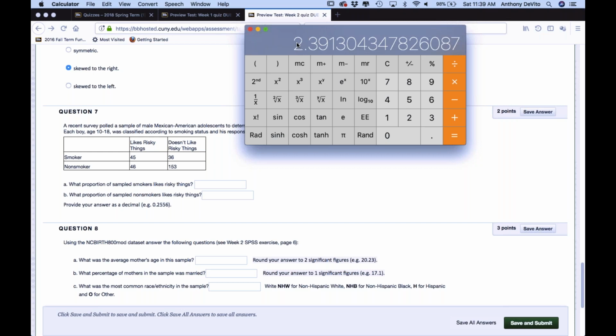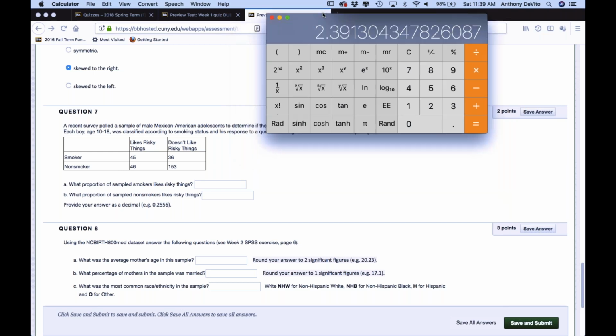Later on in the semester, we're going to be learning more about that and something called the odds ratio and so on and so forth. So it's a little bit of a preview there.